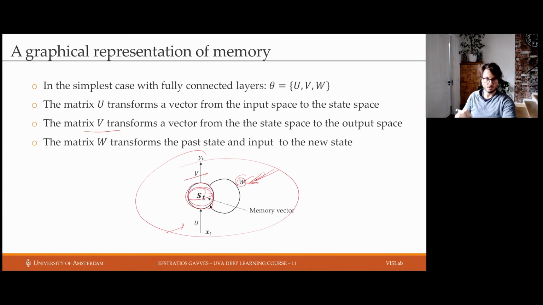The variable s_t, the state variable, is our memory vector. It's our memory vector because with this we can represent what happened, what was the previous state in the past.